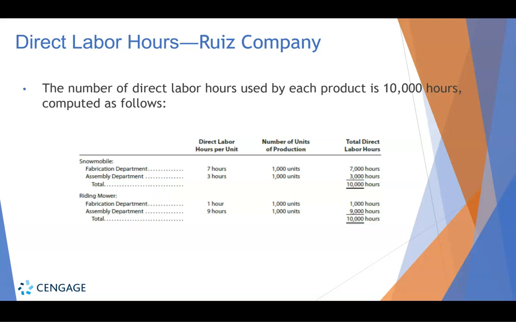So you see here, by doing this, the direct labor hours used by each product is 10,000 hours. We see how we show it. Snowmobiles, 7 hours in fabrication, 3 hours in assembly, where the riding lawnmower is 1 hour in fabrication and now 9 hours in assembly.